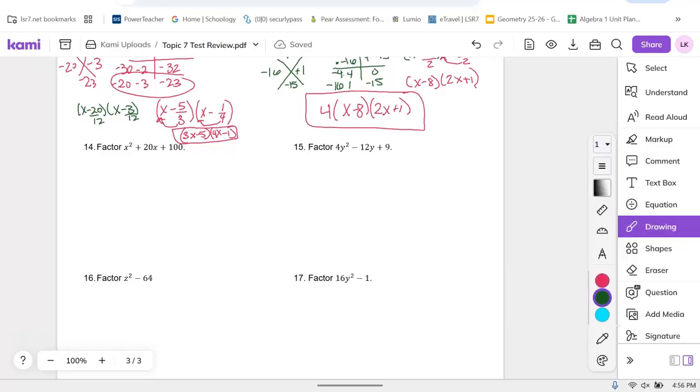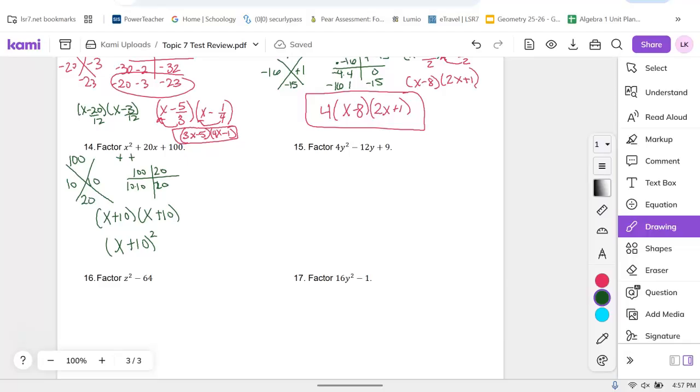All right, let's look at 14. Factor x squared minus 20x plus 100. So my AC is 1 times 100, and my B is 20. They're both positive, so both my factors are going to be positive. What multiplies to give me 100 adds to give me 20? Well, that's just 10 times 10. So you would have x plus 10 times x plus 10, which can also be written as x plus 10 squared.